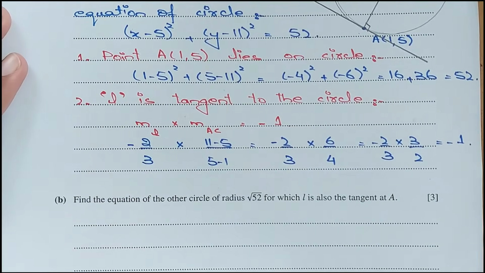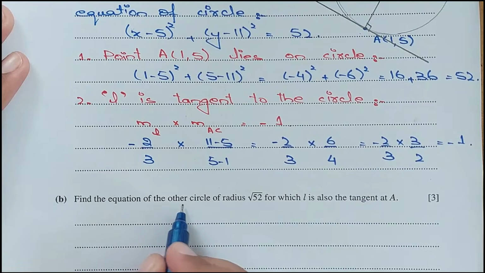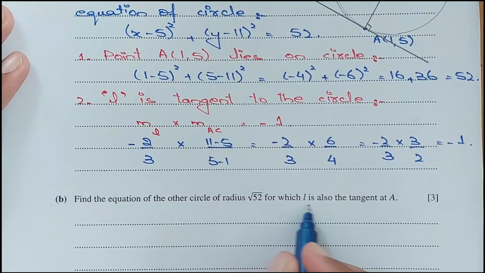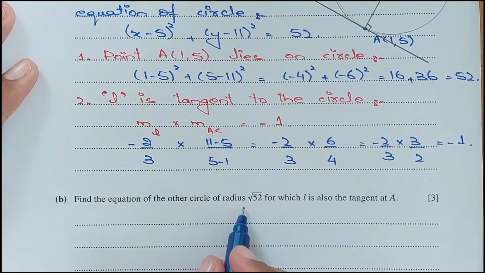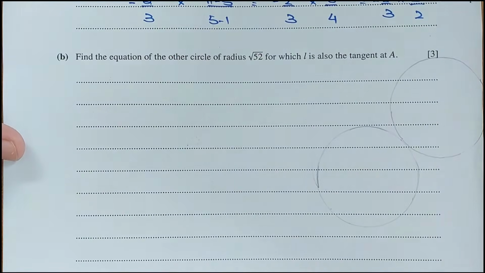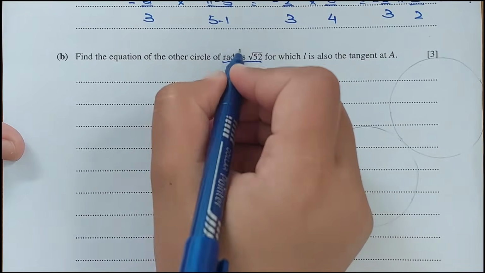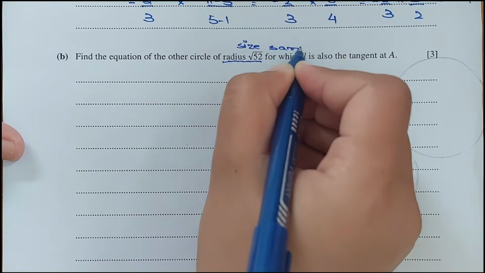Yes. Now moving to part B: find the equation of the other circle of radius square root of 52 for which L is also tangent at point A. So the radius of the circle stays the same. We just have to find the center of the circle. The center is switched now. The radius of both circles is the same, which means the size of both circles is the same, right?